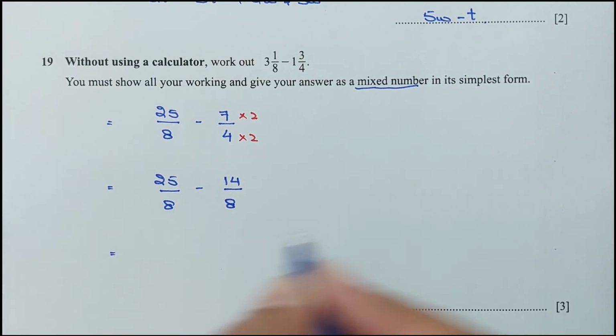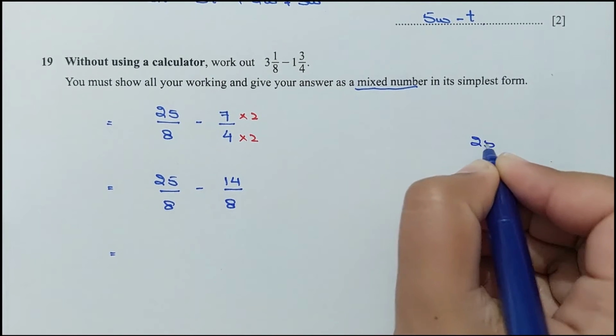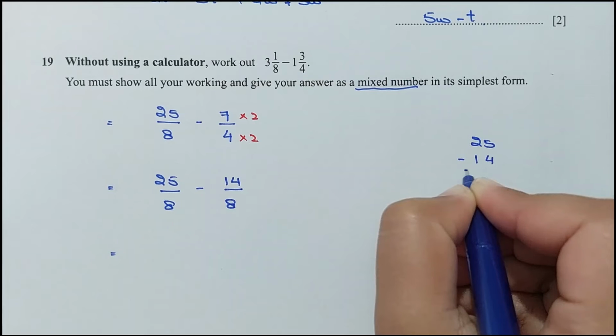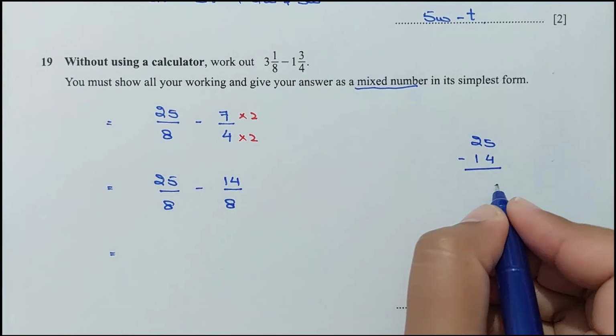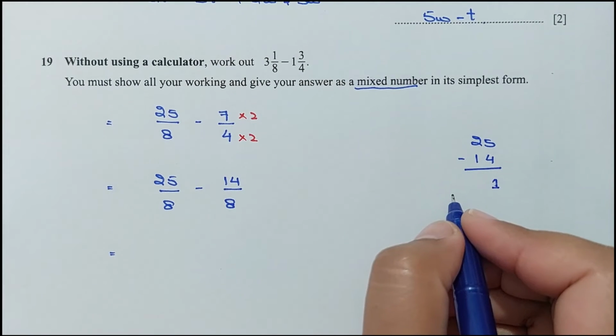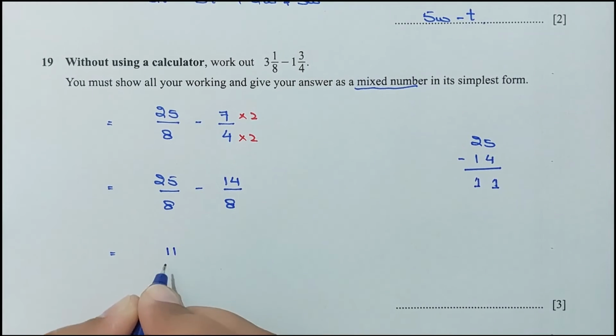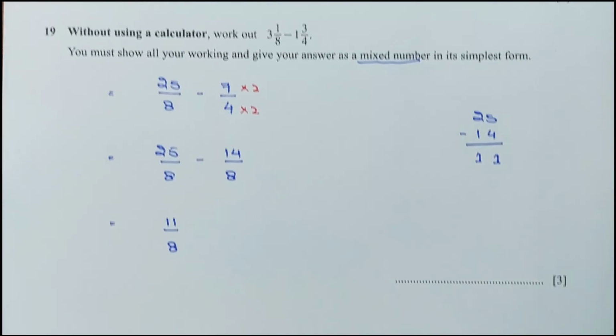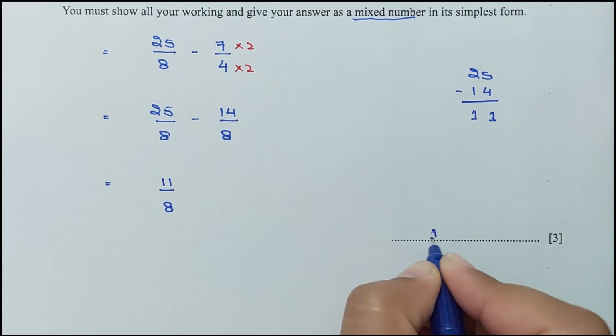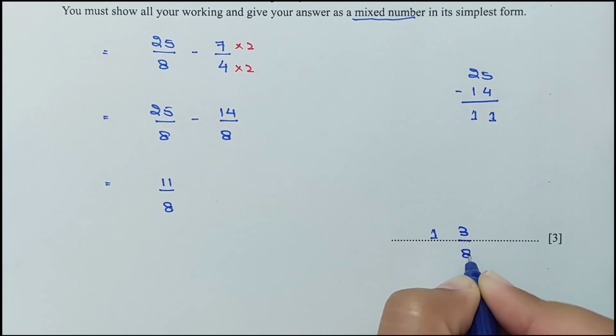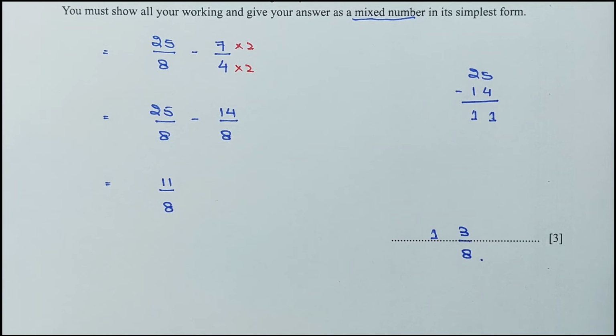Okay, now from 25, we have to subtract 14. From 5 take away 4 we have 1, and from 2 take away 1 is also 1. So it is 11 out of 8, and in its simplest form we have 8 times 1 is 8, 9, 10, 11, which is 1 and 3 out of 8. That is the answer in its simplest form.